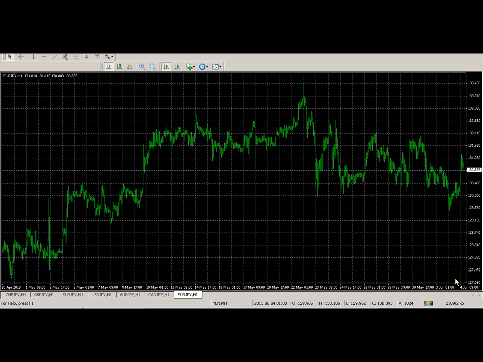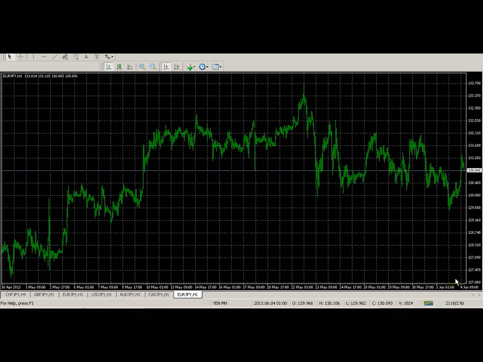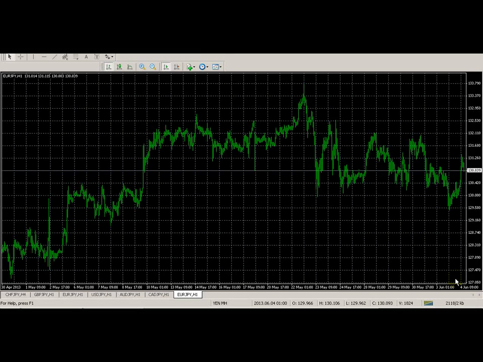So what I've got up here is a Euro JPY chart on a 1 hour basis. A lot of people will bring up the MetaTrader screen in a standard function, but the first thing you want to do when you're trading is put probability on your side, and that means trading in the direction of the trend. So let's look at this chart and ask ourselves which way it is going.